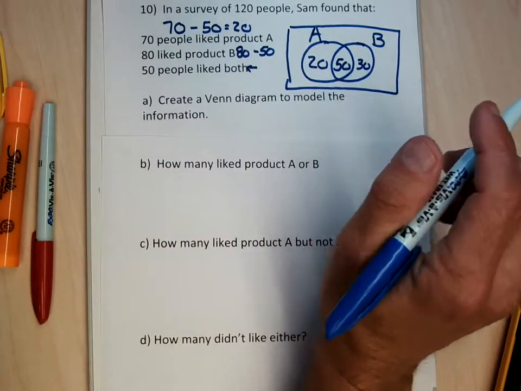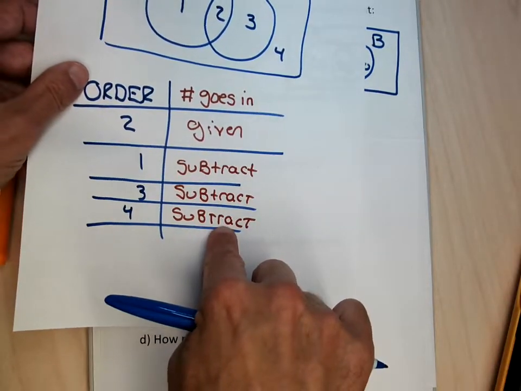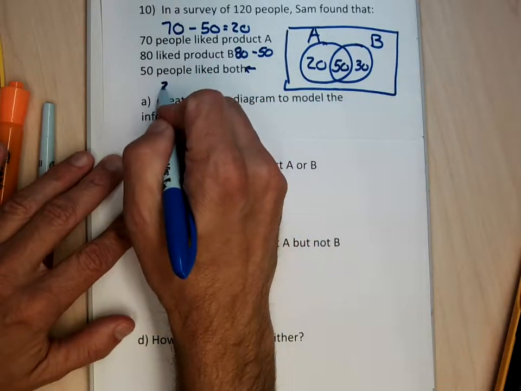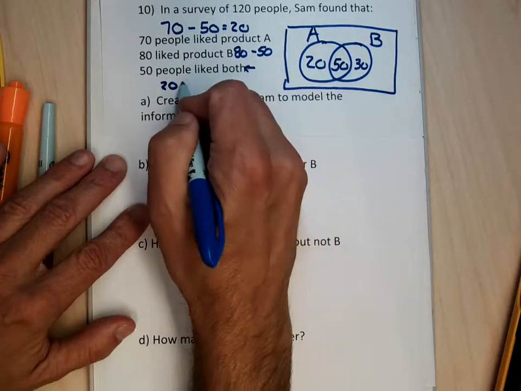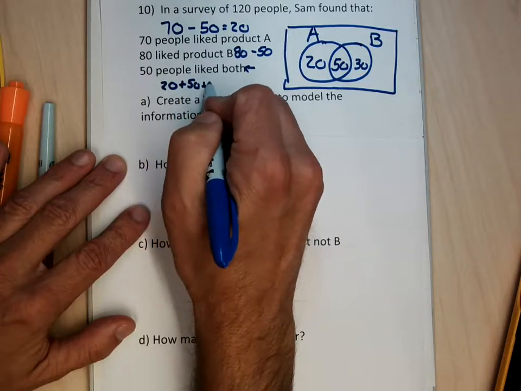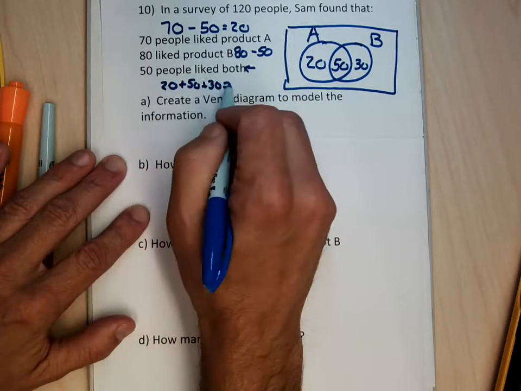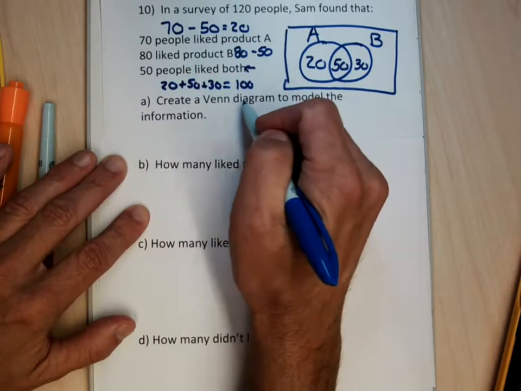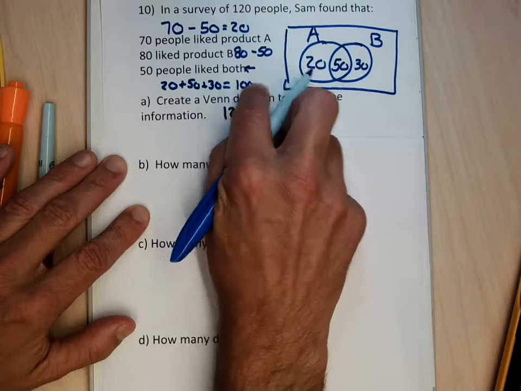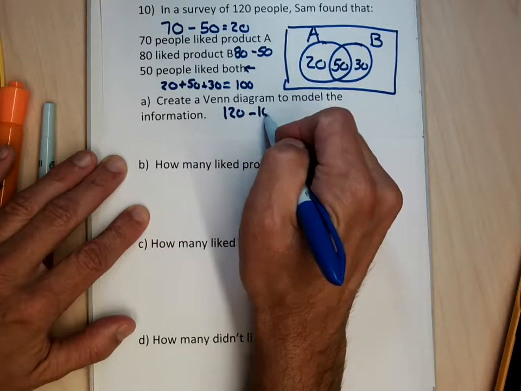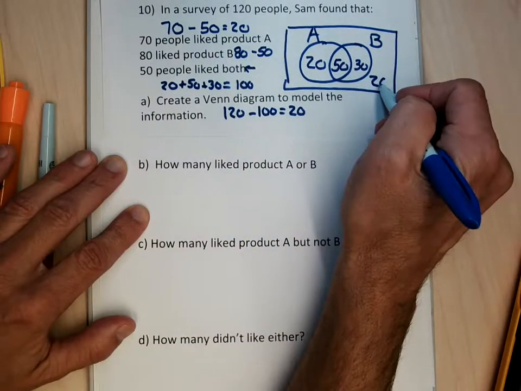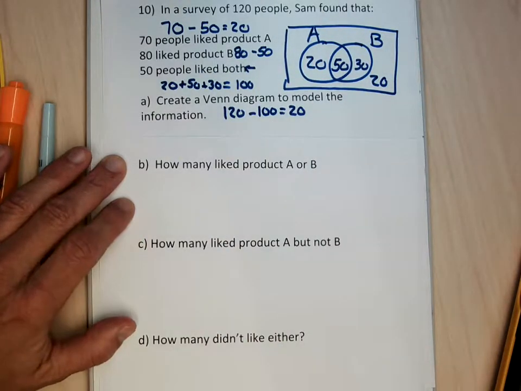And lastly, I'm going to do region 4. I'm going to subtract again. Before I subtract, I have to add up all the numbers in the circles so far. The numbers in my circles are 20, 50, and 30, and those add up to 100. The difference between the 120 people that were surveyed and the 100 that I've already classified as liking one or two of the products gives me 20 for region 4 that didn't like any of the products. So there is my answer for part A, creating my Venn diagram.